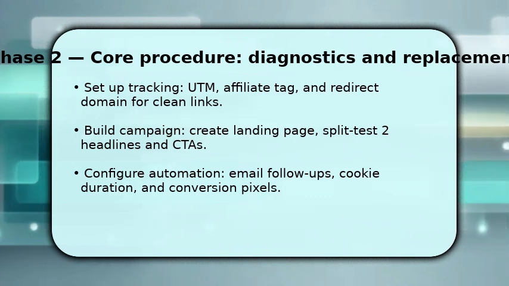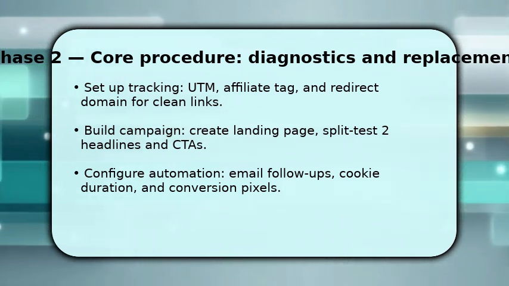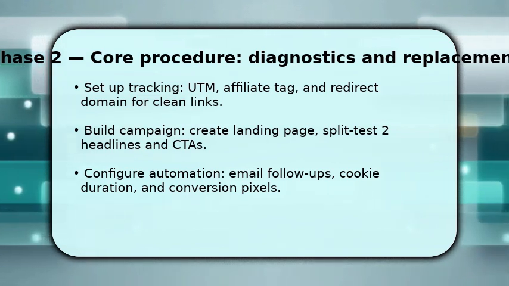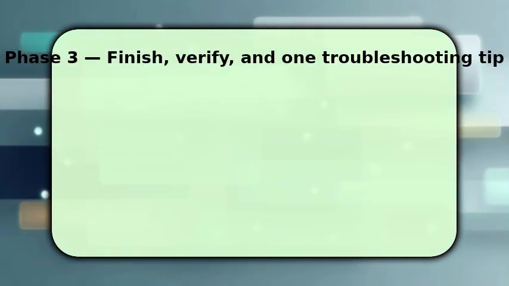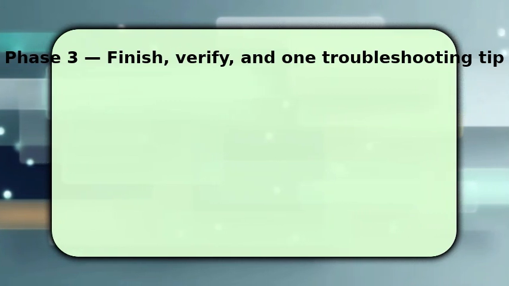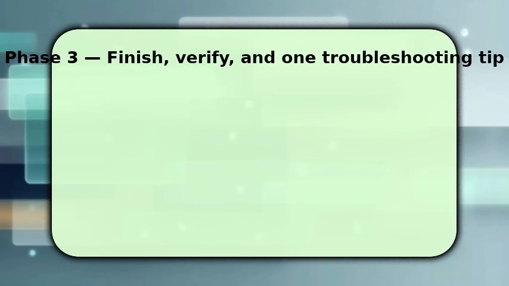Finally, configure email follow-ups and simple automation to recover abandoned carts and increase average order value. This is where most gains happen. Now launch your campaign using 1 paid channel and 1 organic channel so you can compare performance. Monitor CPA closely and pause poorly performing ads fast.